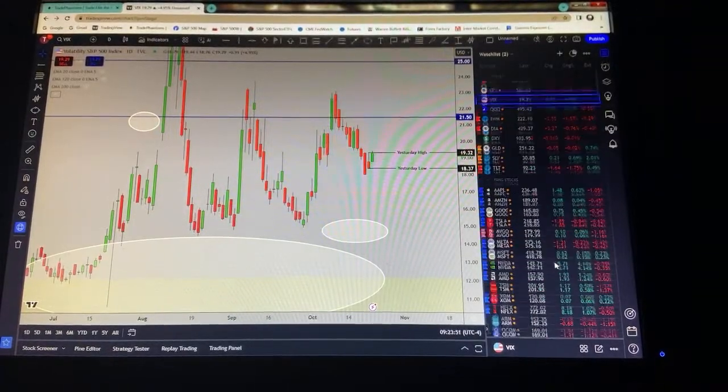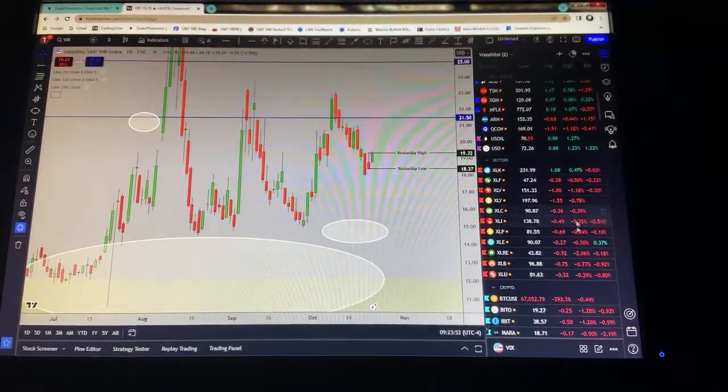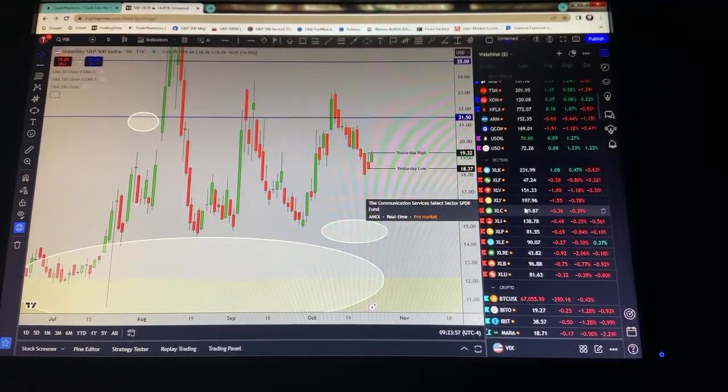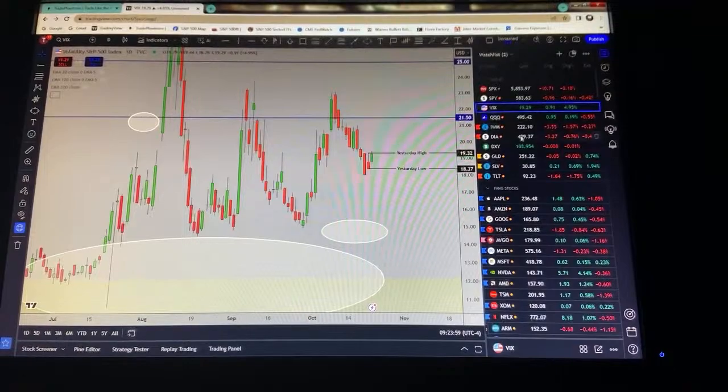All right, most sectors are red other than energy. So energy is going to be a bit more hot today. For now, we'll see. Energy's been hard to trust.